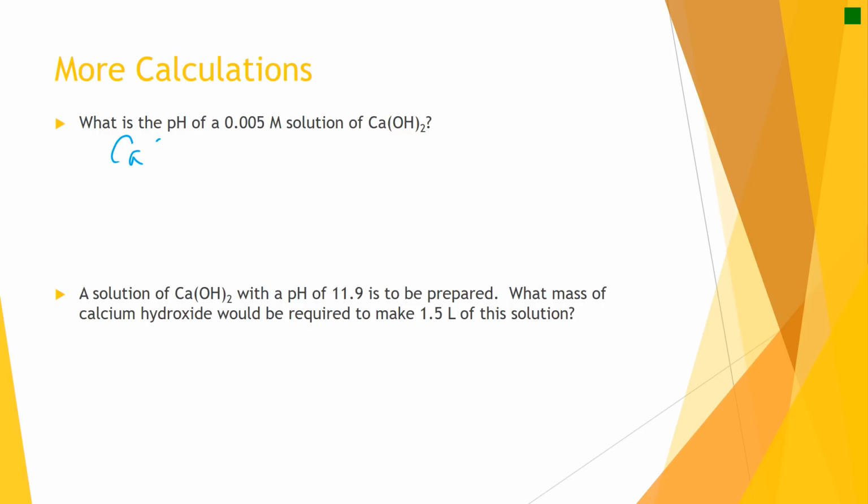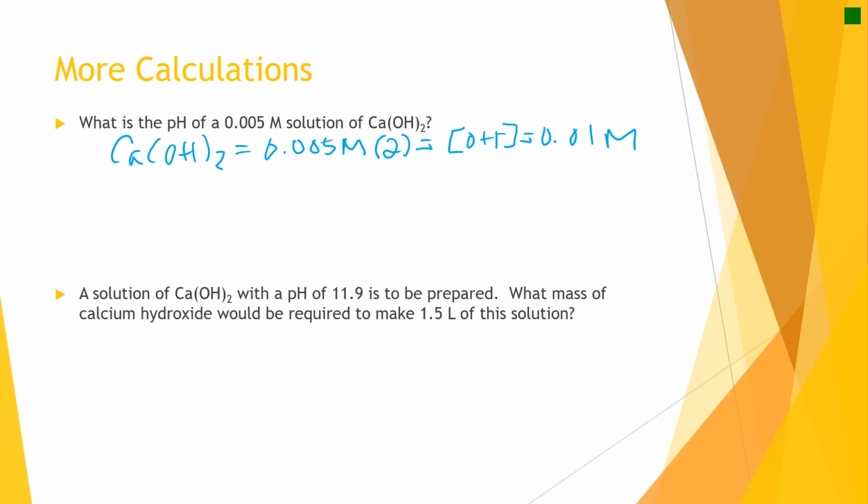So I've got Ca(OH)2. That is equal to my 0.005 molar. But in that one, I have 2 hydroxides. So my OH minus concentration is going to be equal to 0.01 molar.